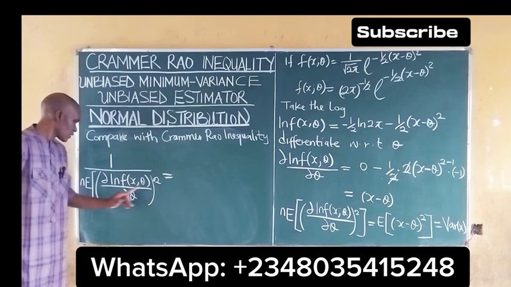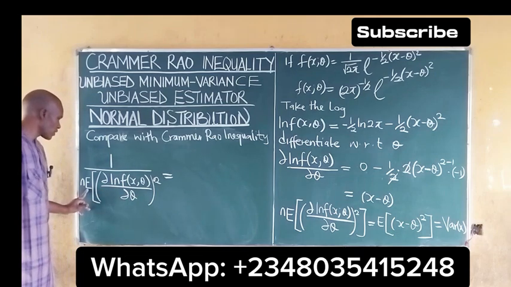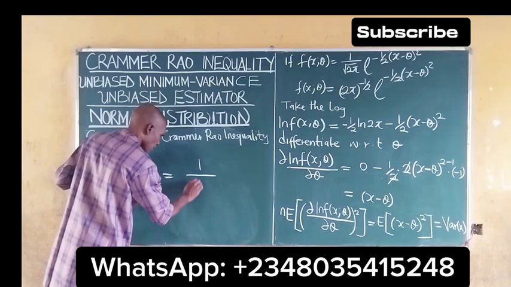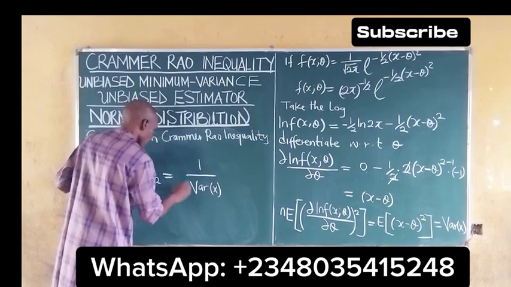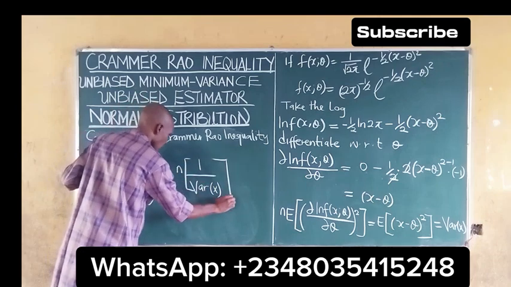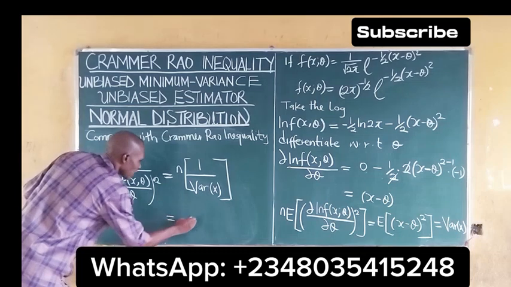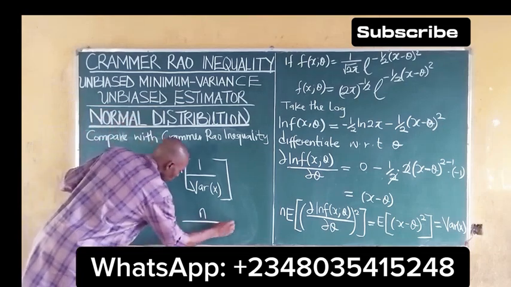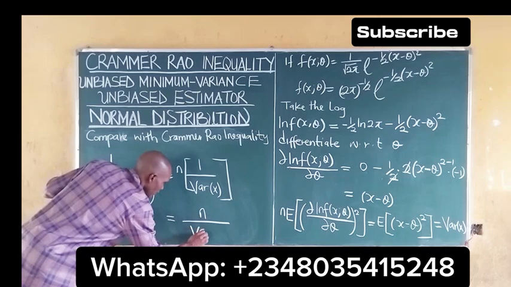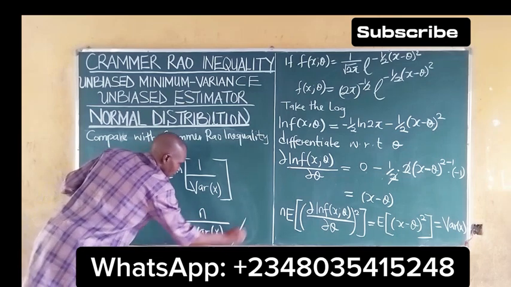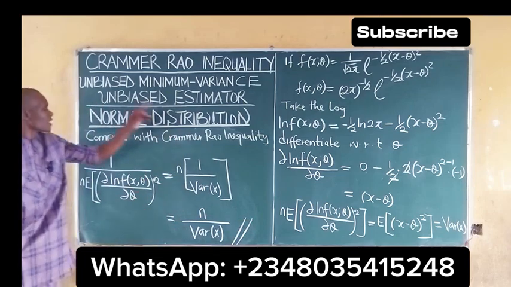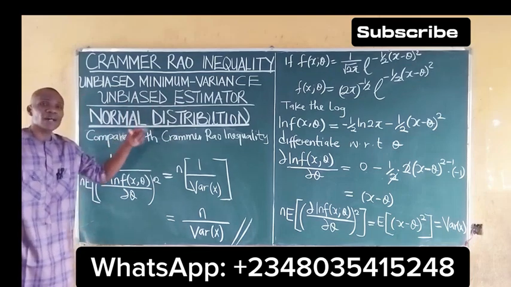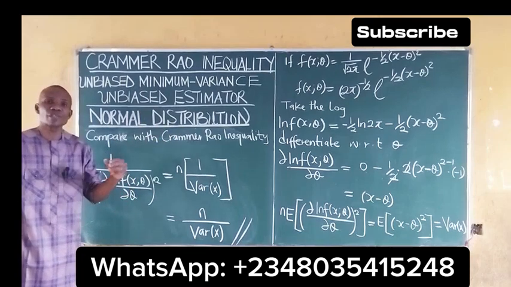Of course, we've taken this, we've done the whole of this. Now, we take the inverse of that function, which is 1 all over the variance of x multiplied by n. So this gives us finally n into the variance of x. So this becomes the minimum variance unbiased estimator for the given normal distribution using the Cramér-Rao inequality.